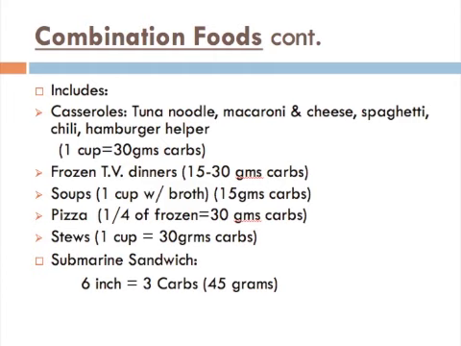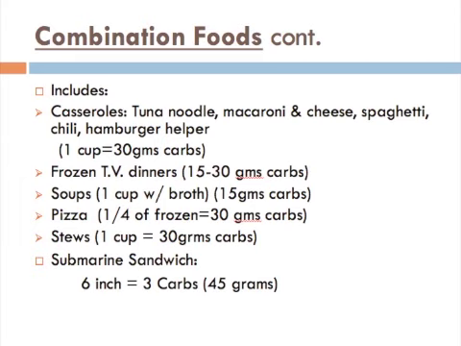Frozen TV dinners usually contain about 15 to 30 grams of carbs. Soups, a cup with broth, usually about 15 grams of carbs. Pizza, 1/4 of a frozen pizza is about 30 grams of carbohydrate, and it depends. Is it a thick crust or is it a thin crust? Stews, a cup is about 30 grams of carbs.